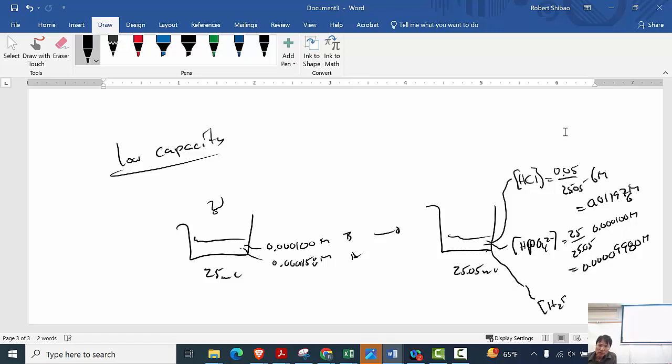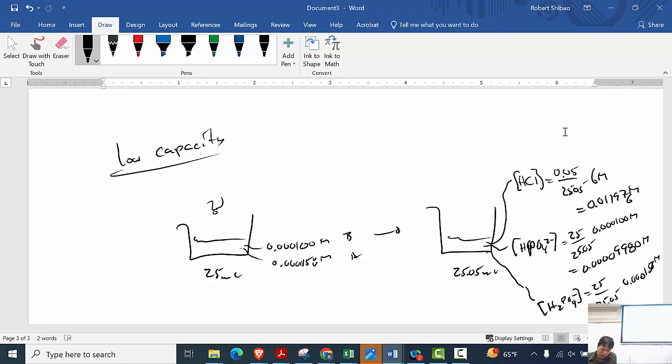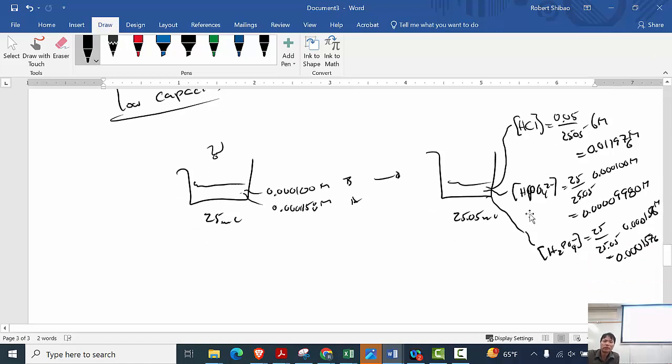And then the H2PO4 minus also had the same dilution factor, 25 to 25.05, 0.000158 molar. So it's 25 divided by 25.05 times 0.000158. That gives us 0.0001576. So we went from 158 to 157.6, so barely changed there. So these are very mild dilutions, the last two, but I'm going to factor those in.